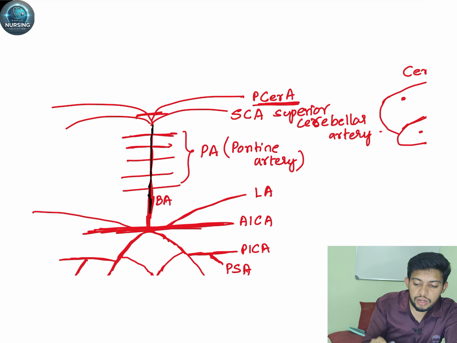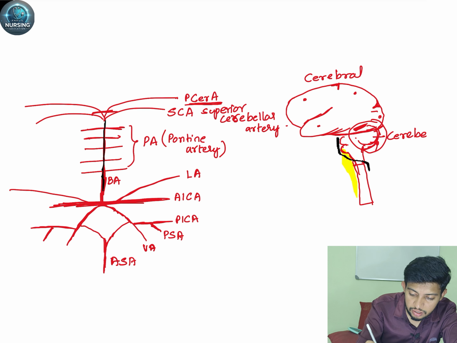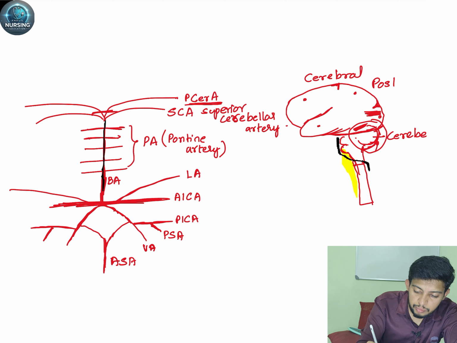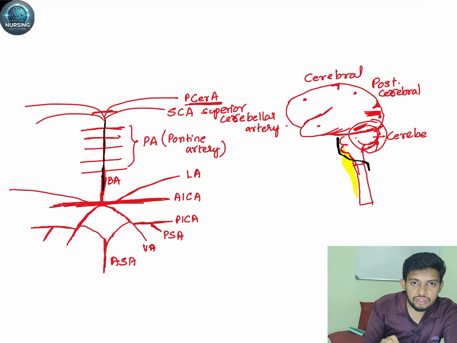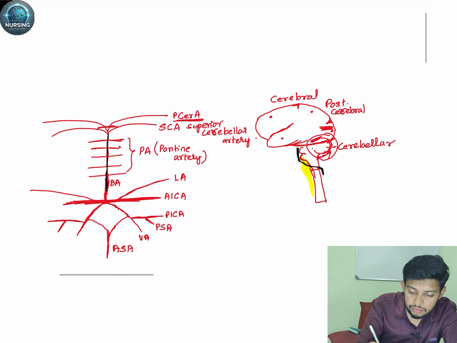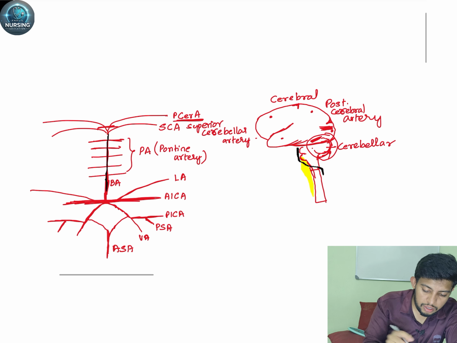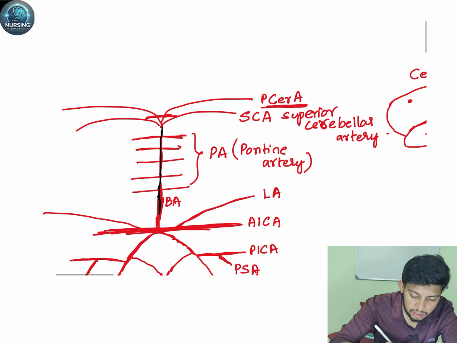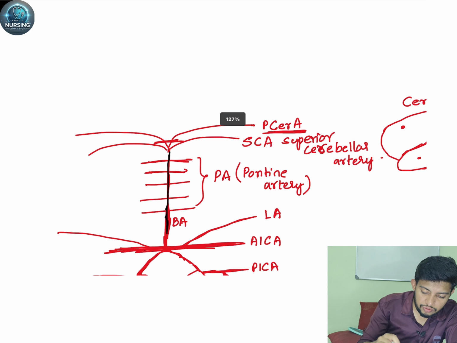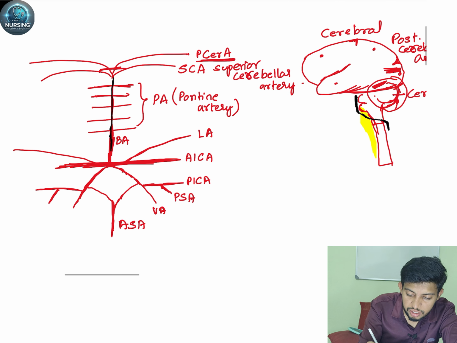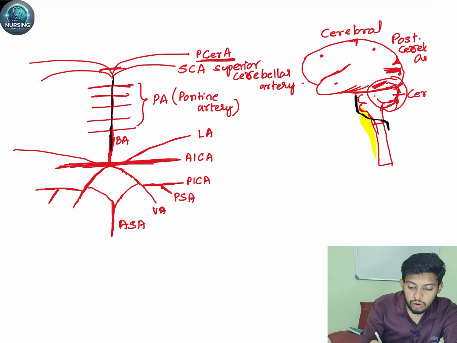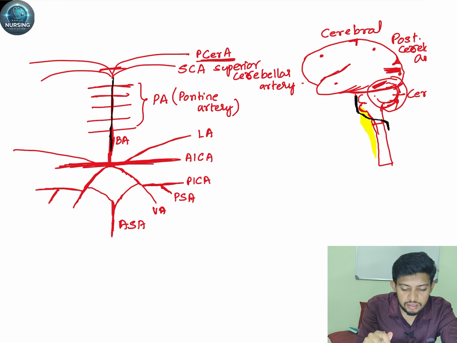Posterior cerebral artery, this one, this area. Okay, posterior cerebral artery. Clear? Okay, posterior cerebral artery. Next you need to connect. This is about where it is coming. It is at the foramen magnum of the skull. Okay, it is entering there.